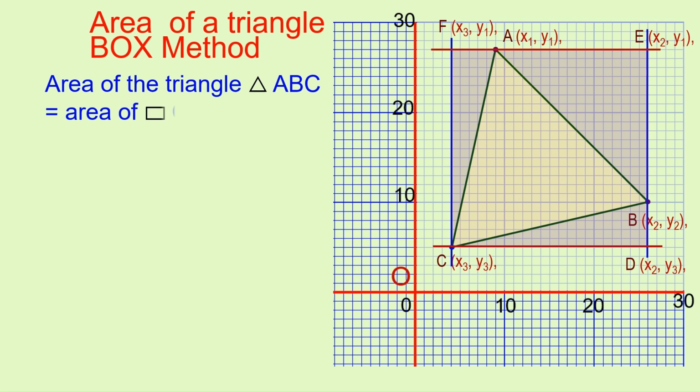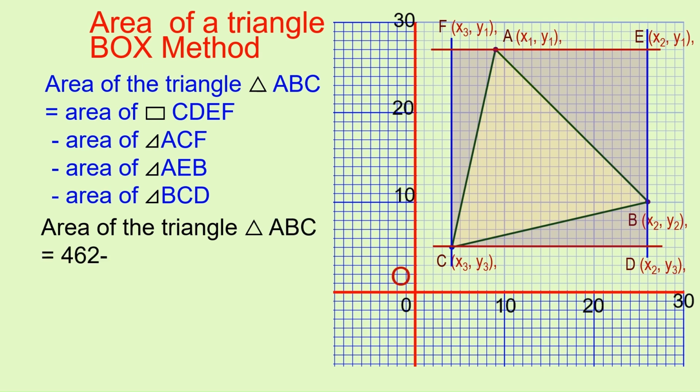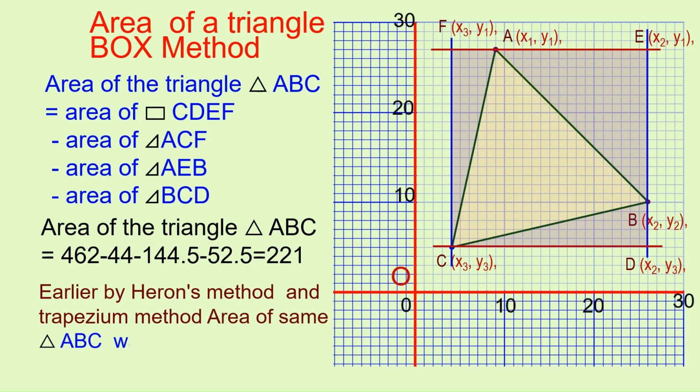Area of the triangle ABC equals area of the rectangle CDEF minus the area of right-angled triangle ACF minus the area of right-angled triangle AEB minus the area of right-angled triangle BCD. Area of the triangle ABC equals 462 minus 44 minus 144.5 minus 52.5, which is equal to 221. Earlier, by Heron's method and trapezium method, area of same ABC was also equal to 221.